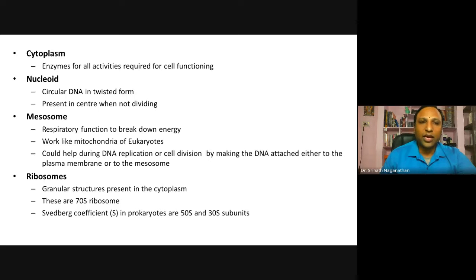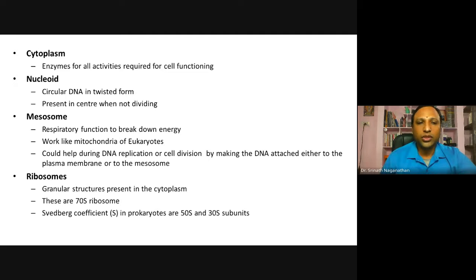Cytoplasm. It has all the enzymes for all the activities required for cell functioning. It is like a very slimy layer present inside, and it also contains many ribosomes, and the nucleoid is also present in the cytoplasm only. Nucleoid is the circular DNA in twisted form. It is present in the center when not dividing. During division, it gets attached with the cell membrane and undergoes cell division.